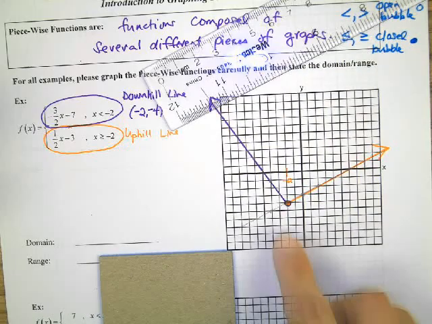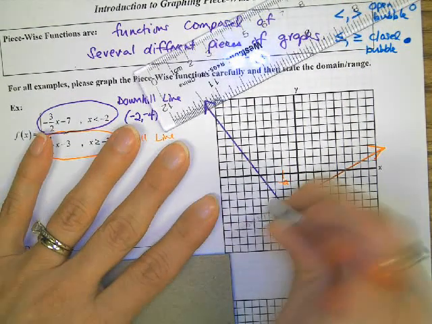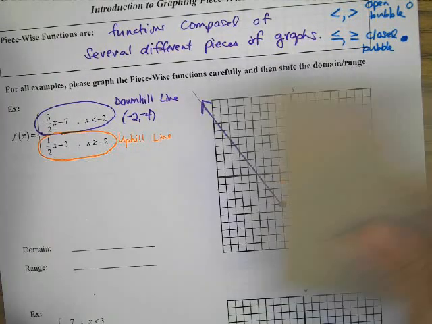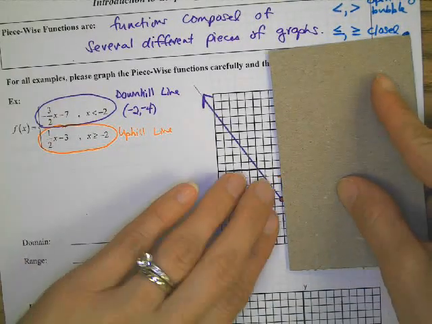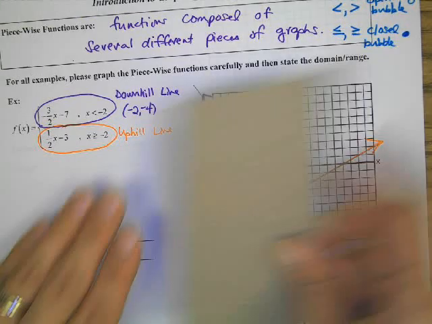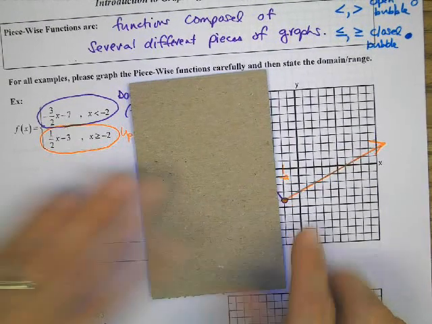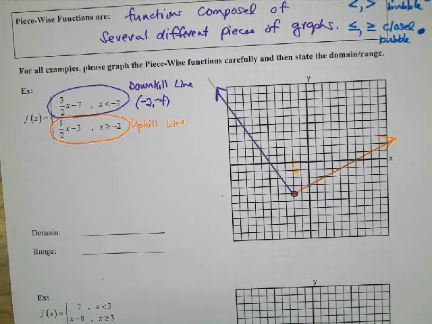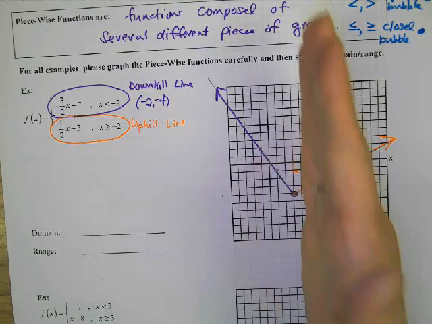So did this work? Everything less than -2 should be the downhill line, and everything greater is the uphill line. Do you see how the two pieces came together to make one graph? Remember, you should never have more than one piece of graph in a section. You should only have one kind of graph per section.